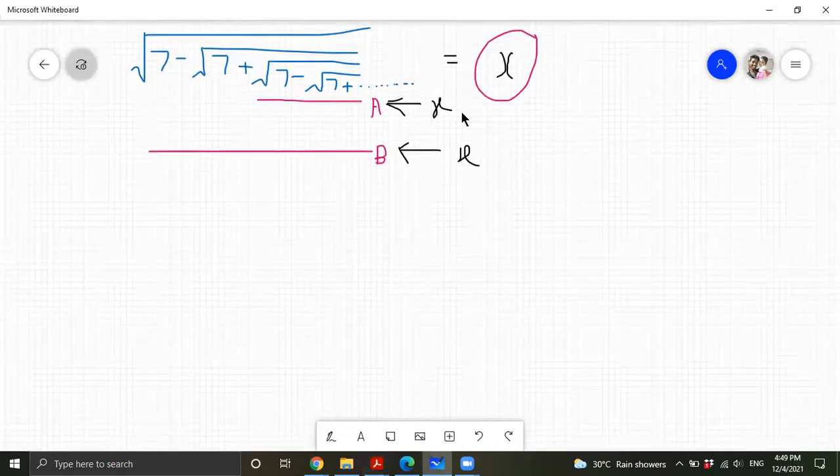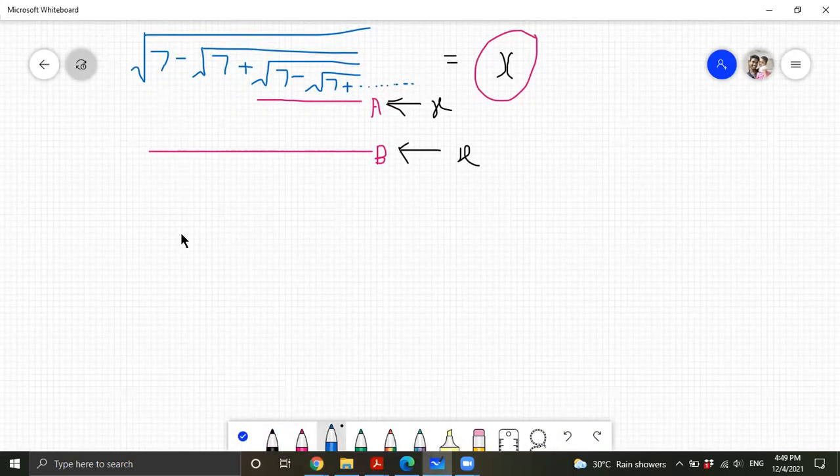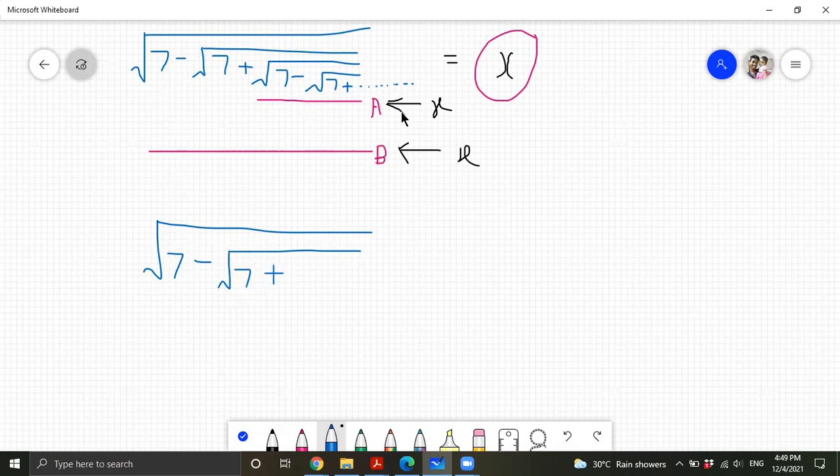So let me rewrite this sequence in terms of X. The sequence now changes into this: square root of 7 minus square root of 7 plus, and inside this, again the square root of 7 minus the square root of 7 plus, I'm going to put X, because we assumed the whole sequence as X. Since this whole sequence we represent as X, right? I hope you guys are clear with this.